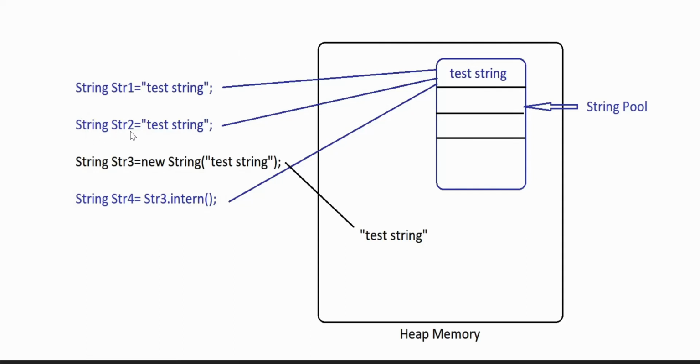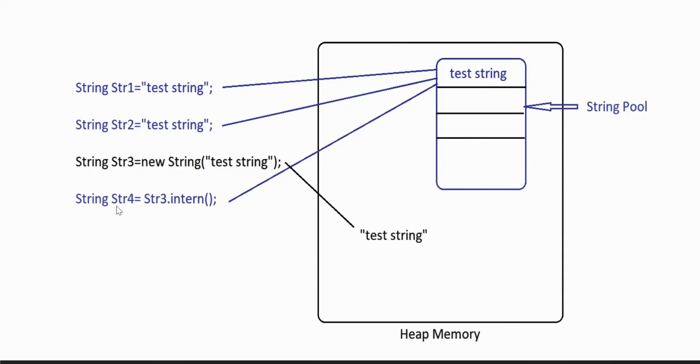Now when I create str2 with the same string, test string, it will first check whether this value is there in the string pool or not. If it is there, then it will point to the same memory location. When I create a string by using the new keyword, it will create an object inside the heap memory with the test string. This str3 has a value which is also there in the string pool. If I call the intern function, it will point this object to the string pool. It will check if the value is there or not, and if it is there, it will assign it to your string. So this is the overall concept of string and string pool.